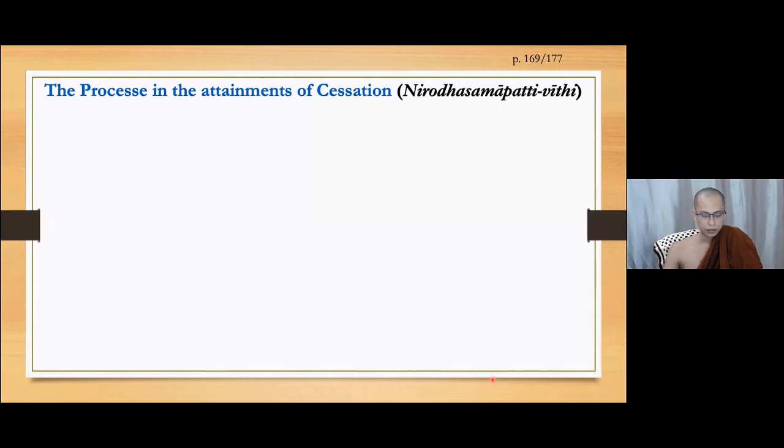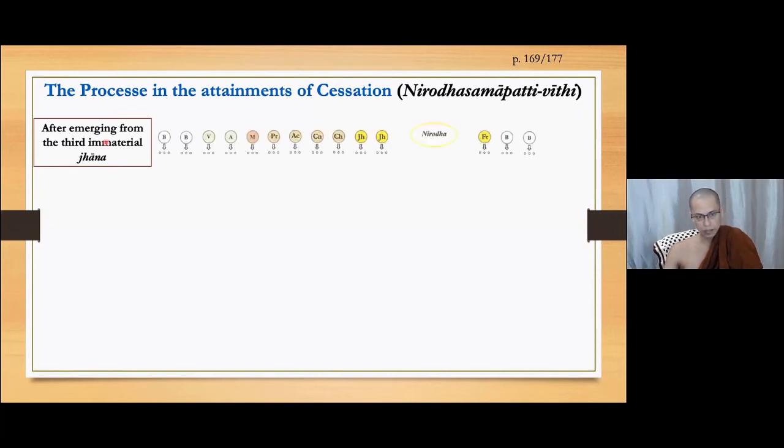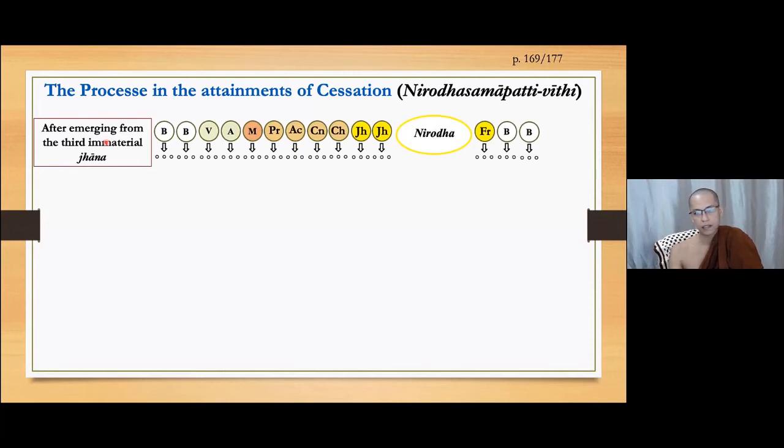Let's continue about the process. So after emerging from the 3rd immaterial jhana, which is the base of nothingness, then contemplate on that. After that, he enters the 4th jhana process. So here, as usual, the 4th jhana, but the 4th jhana just before the Nirodha only 2 times. Then continue, enter the Nirodha, cutting off all mentalities, and the mind-born matter is cut off during that time.